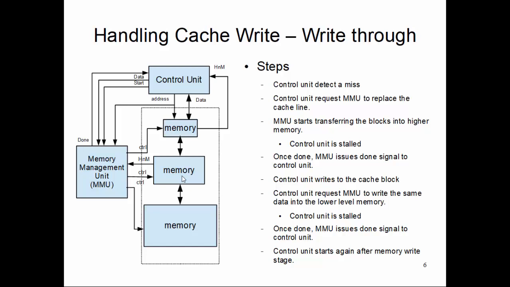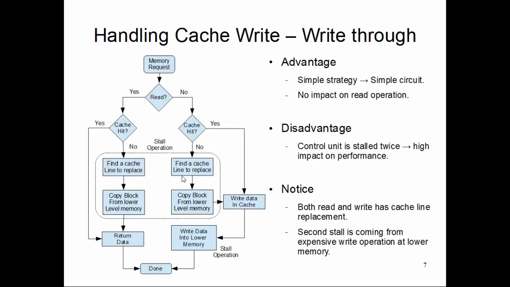But even then, it slows down. It holds the control unit until the memory management unit is done with the data transfer. So once done, MMU issues the done signal, and then control unit starts again after the memory write stage. So write through, the advantage is that it is a simple strategy, simple circuit, no impact on the read operation whatsoever. Its disadvantage is control unit is stalled twice, high impact on the performance, as I explained.